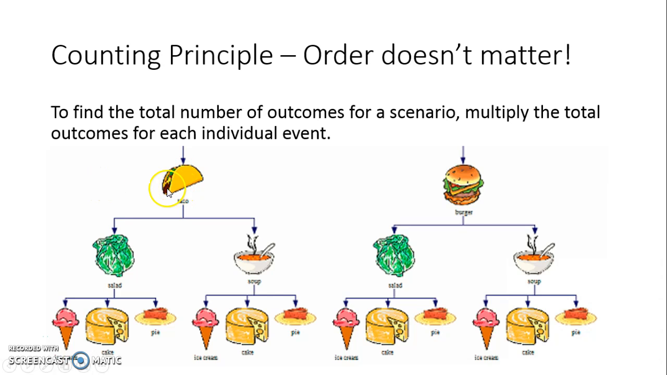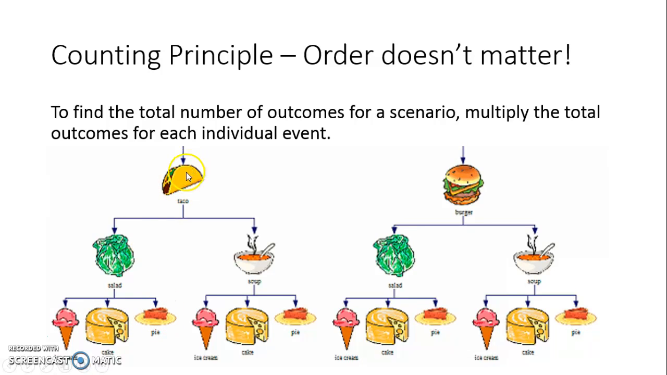With my taco, I could get salad or soup. If I get a taco and salad, then I could get these 3 dessert options: ice cream, cake, or pie. So that already is 3 different choices. Taco, salad, ice cream, that's 1. Taco, salad, cake, that's 2. Taco, salad, pie, that's 3. So you can count just these 3 examples down here, and that tells you 3 options total.